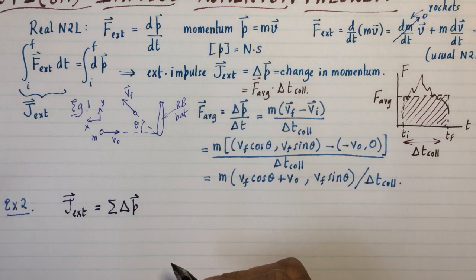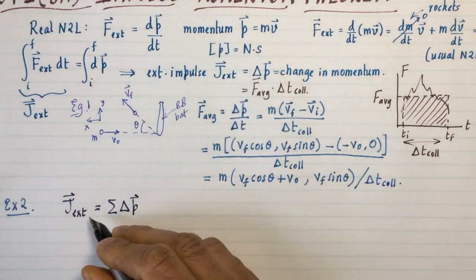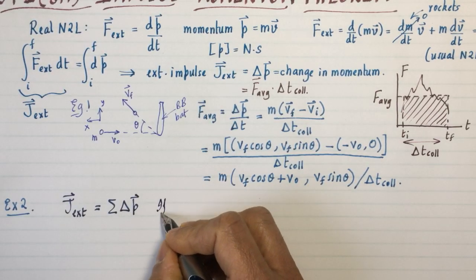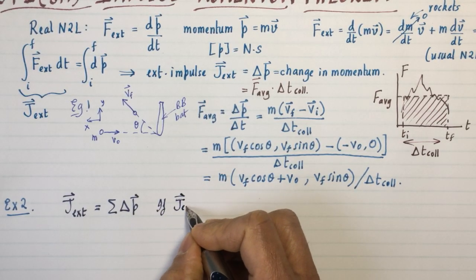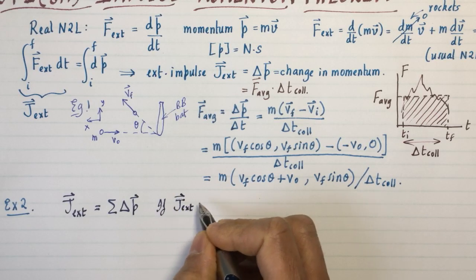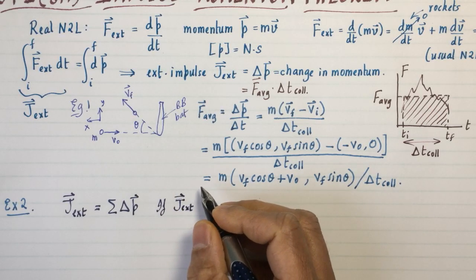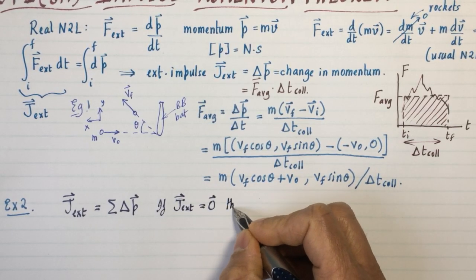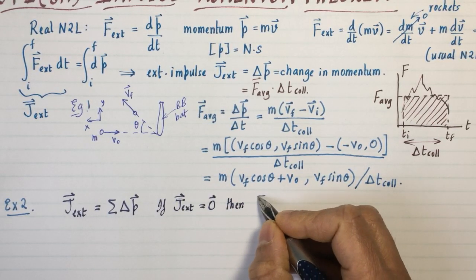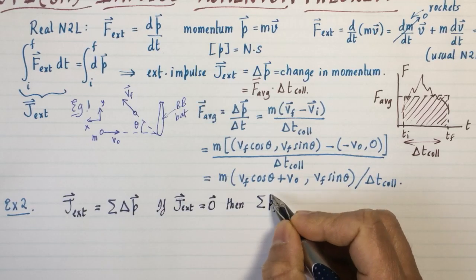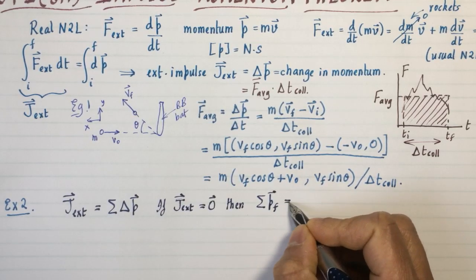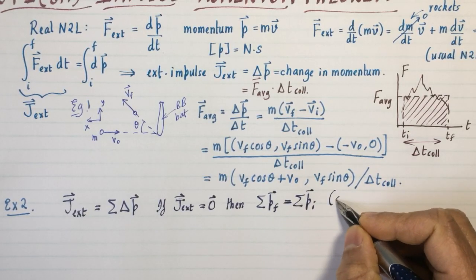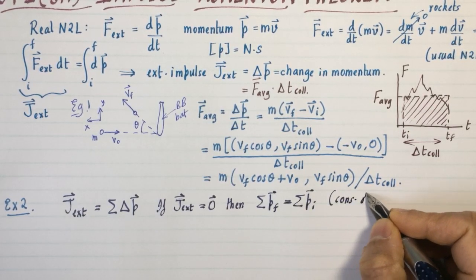Now a special interesting thing happens when the external impulses are 0. So if J_x is equal to 0, sometimes this only applies in the horizontal direction or the vertical direction, but in general, if J_x is equal to 0, then I'm going to get the sum of the momenta final is equal to the sum of the momenta initial. This is sometimes called the conservation of linear momentum.